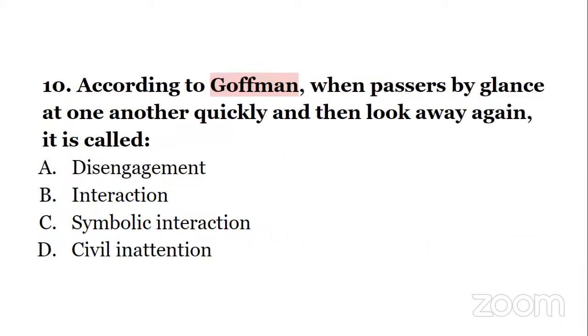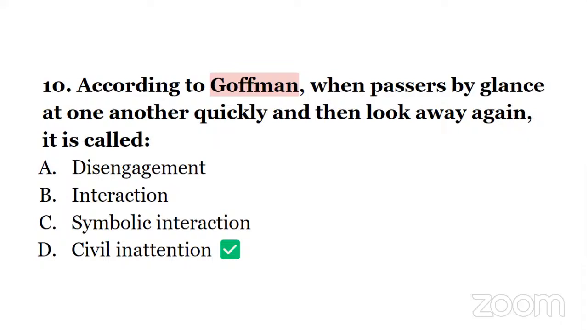Next question. According to Goffman, when passers-by glance at one another quickly and then look away again, it is called. Goffman introduced a concept in which he described it as when people are walking in a street or a place, they just glance at each other and look away quickly. What is this called? The options are disengagement, interaction, symbolic interaction, or civil inattention. The right answer is civil inattention.